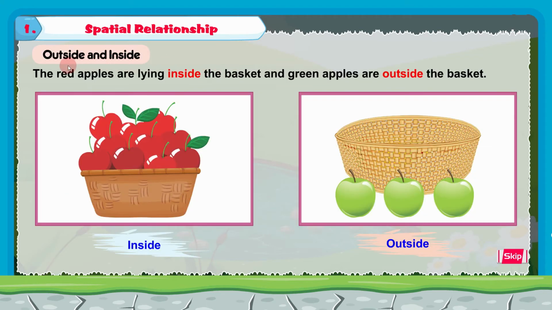Children, the next topic in our first chapter, spatial relationship, is outside and inside. O-U-T-S-I-D-E, outside, and I-N-S-I-D-E, inside. Here you can see two pictures. In these pictures we can find a basket. Here this is a basket, this is the basket.